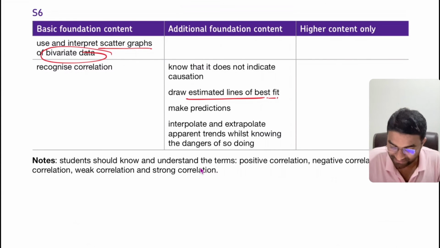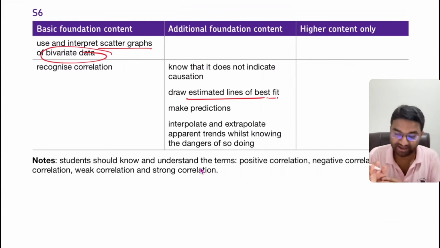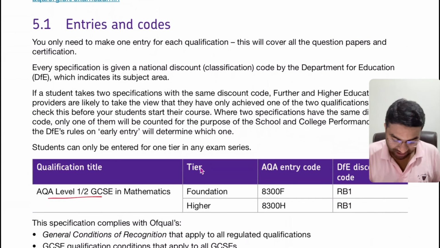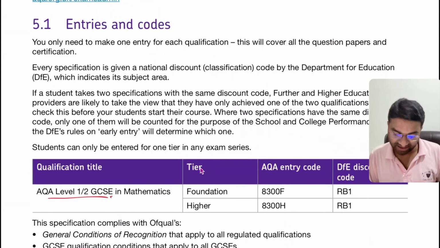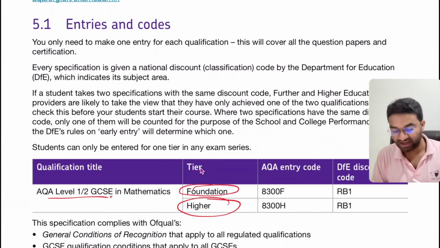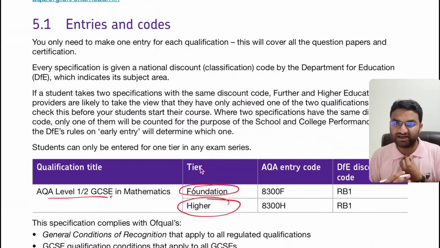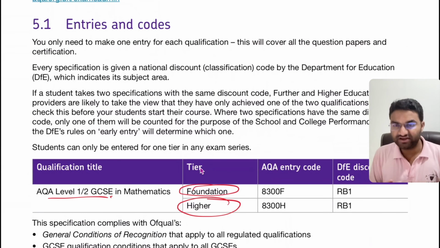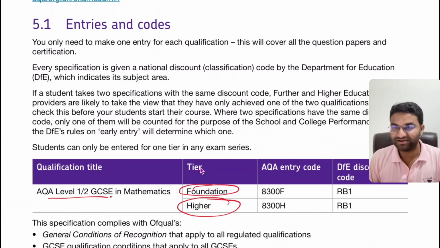All right, so I hope you got a brief idea about the topics for foundation as well as higher students. For AQA Level 1 and 2 GCSE in mathematics, as I said earlier, you have foundation and higher mathematics, and you can choose based on your mathematical understanding. I would suggest choosing higher because it's a little bit difficult, but you can make your own choice. Higher mathematics because you can take streams of science.